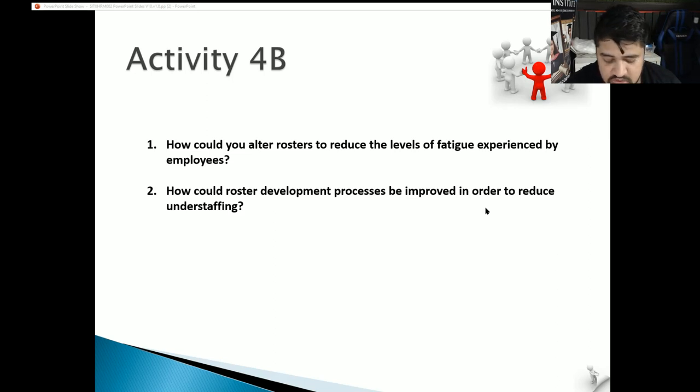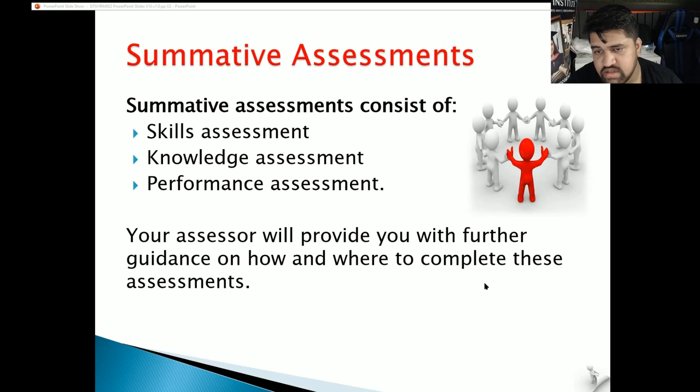Your trainers will guide you through these assessments that need to be done in class. So you've got skill, knowledge, and performance assessments that will need to be done in class, and they can guide you to the best of their ability. Essentially, they'll tell you when it's scheduled, or you can find it on your timetable if it's up there.